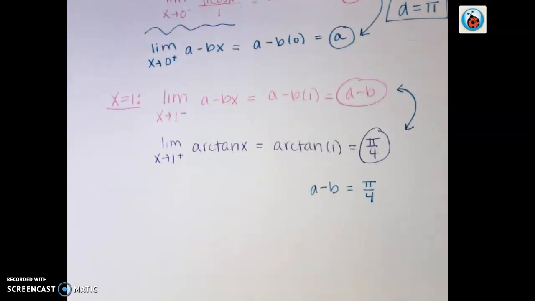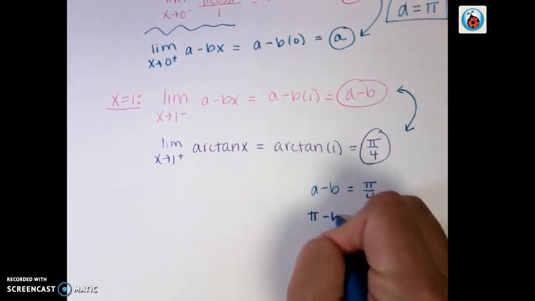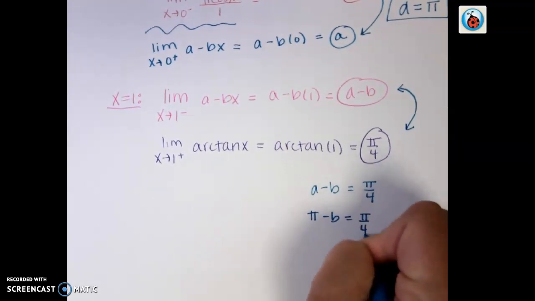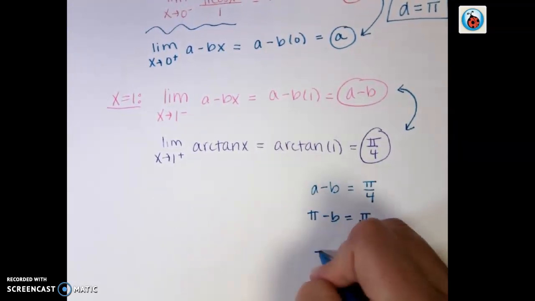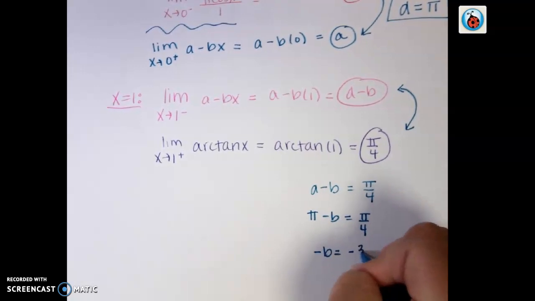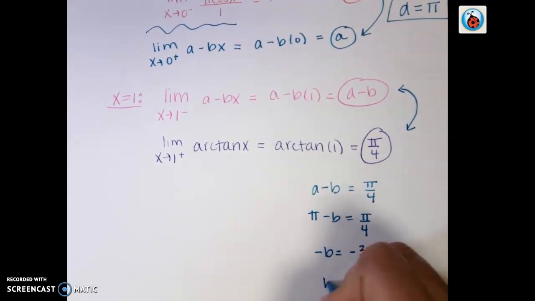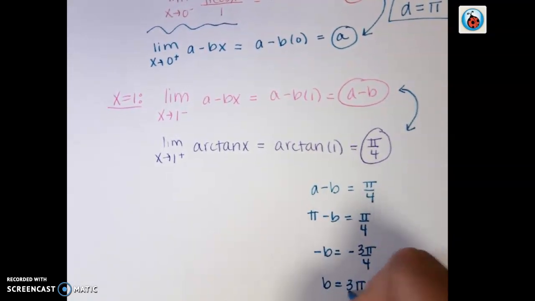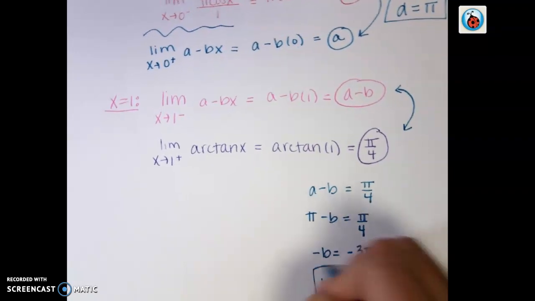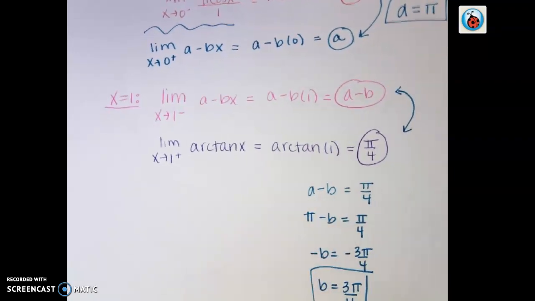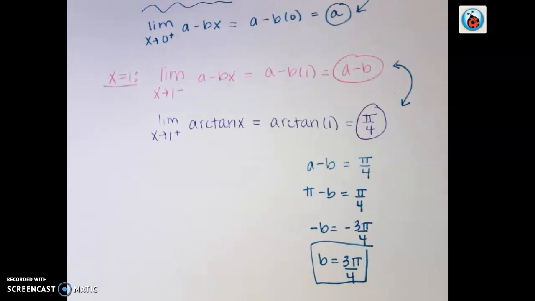So we know from above that a has to be pi. So if we subtract over pi, we're going to get negative b equals negative 3 pi over 4. So b has to be 3 pi over 4. So a is pi, and b is going to be 3 pi over 4.